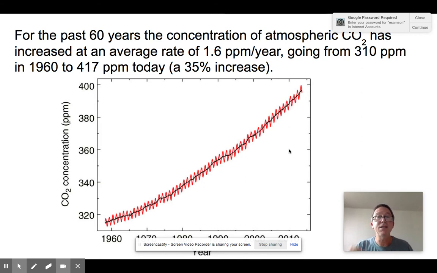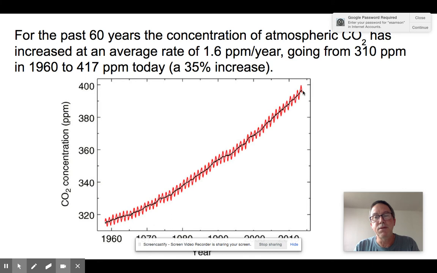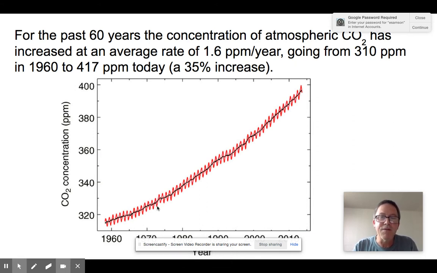Why? Because every year the CO2 in the atmosphere has increased by about 1.6 parts per million. So that means in 1960, we had about 310 ppm, and now we have about 417 ppm. We are changing the composition of the atmosphere. Now, it's kind of interesting. The black is a trend line. The red is the actual day to day. And notice how it goes up and then it goes down, it goes up and then it goes down. If you think about this, it makes sense.